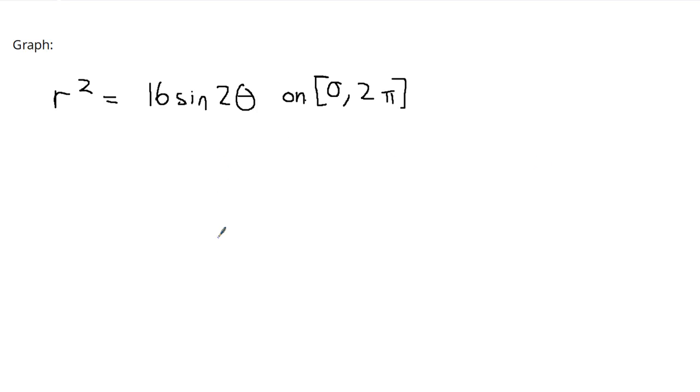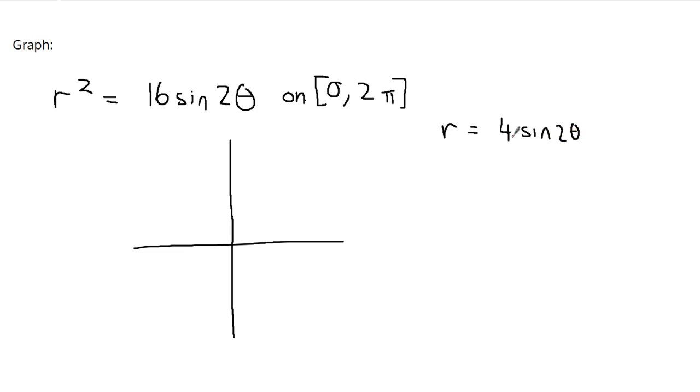So let's graph some of these functions. R squared equals 16 sine 2 theta, from 0 to 2 pi. First of all, R squared is equal to 16 sine 2 theta, so taking the square root, R is equal to 4 times the square root of sine 2 theta. Now, since there's a square root, we actually have a domain. Theta can be 0, that's totally legal. So at 0, R will be 0.